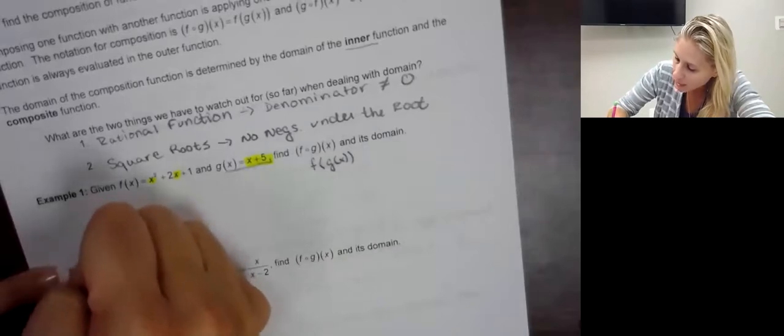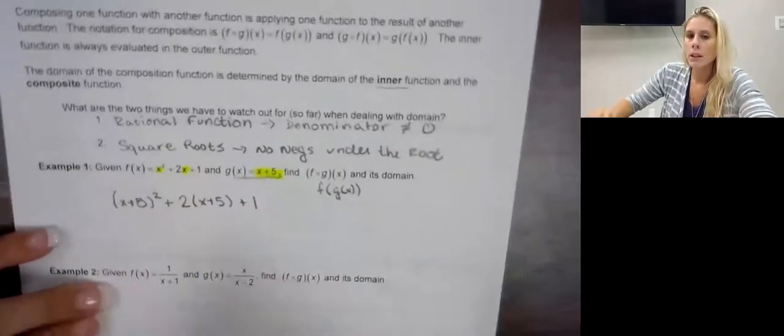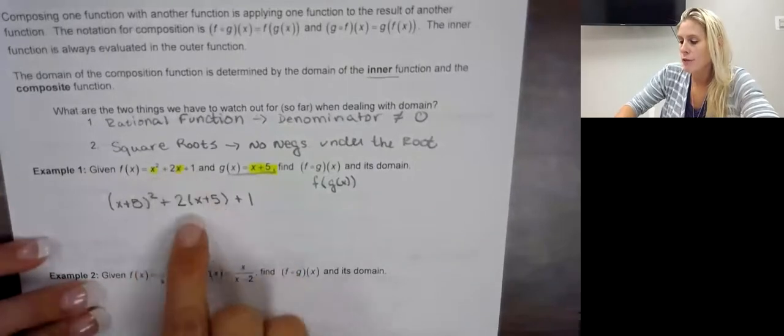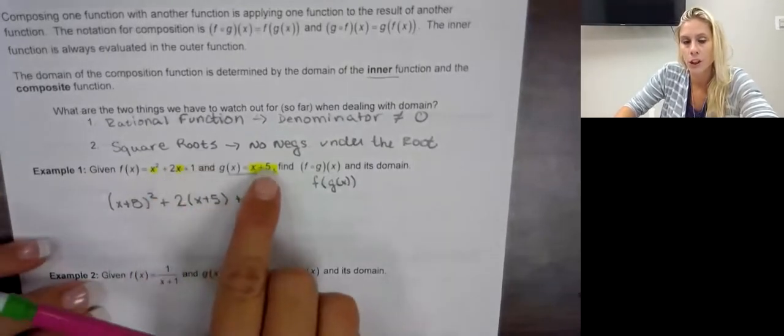So my new function would be, instead of x squared, I'm going to have this x plus 5 squared, plus 2 times, instead of x, I'm going to put the function g of x in there, x plus 5, plus 1. I want you guys to recognize that this is in the same format. The only difference is instead of just x there, I have this function.